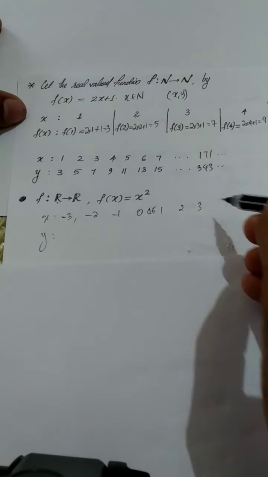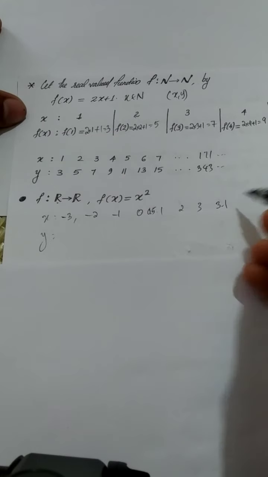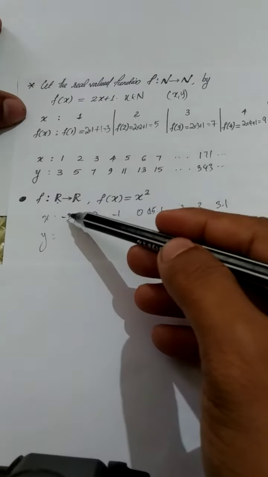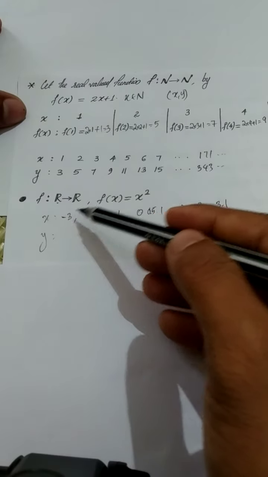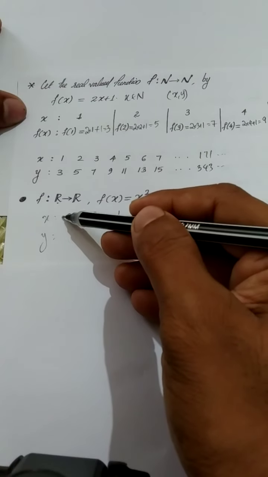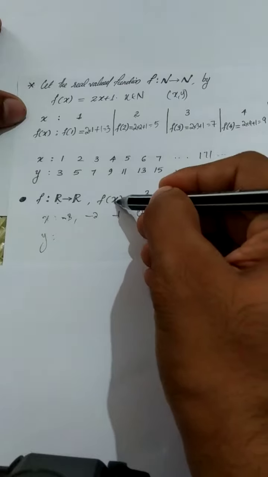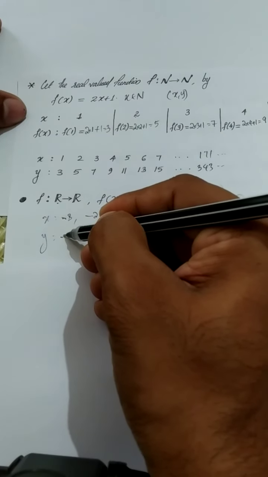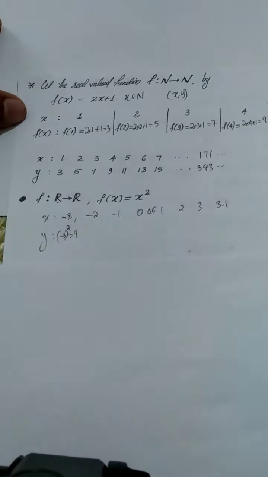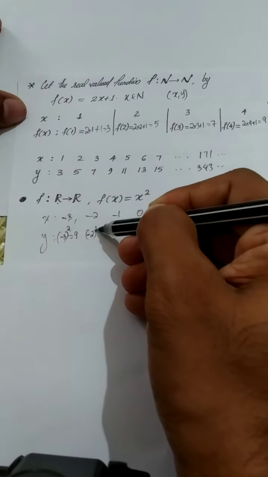And we can also find here 3.1. So this is the set of all real numbers. We cannot find the first number, second, we cannot find like that. So what is the image of -3? f(x) equal to x square. Then f(-3) equal to (-3) square is equal to 9. f(-2), that is (-2) square is equal to 4.